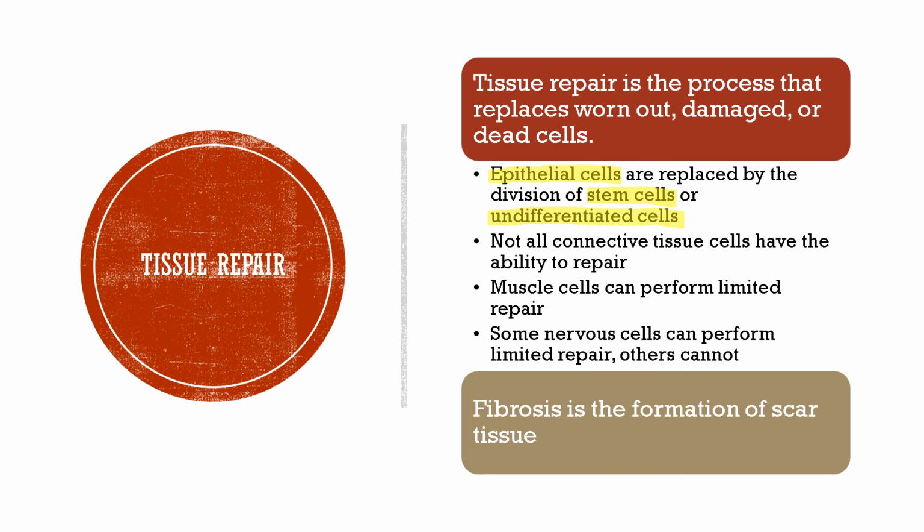Connective tissue, on the other hand, has some ability to repair, but not as much as epithelial tissue for sure, but they do have a little bit of ability there. Muscle cells also are very, very limited in their ability to repair and replace cells. And nervous cells, some can repair and some can't. It really depends on the neuroglia surrounding them and the types of cells that are supporting the nerves. And we'll discuss that a lot when we talk about the nervous system, and we'll discuss which cells can be repaired and which can't within the nervous system.